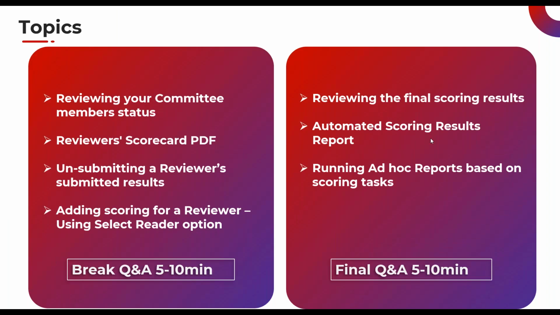Some of the topics we're going to be covering, just a brief review, are reviewing your committee status and reviewing the scorecard PDF. Once they've done the scores, there's a PDF you can get, so how do you review that? Then, if you're using the submit functionality, how do you unsubmit a reviewer's submittal? Once they've submitted it, it's locked and they can't get into it. So we'll talk about how you can undo that if they need to go back in.